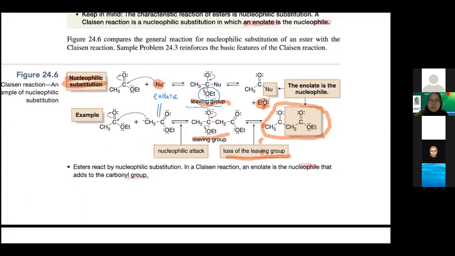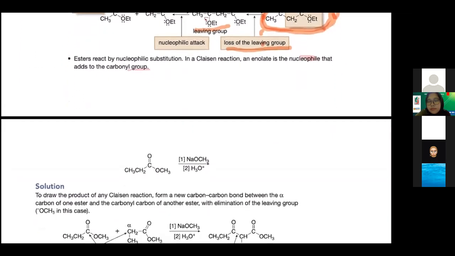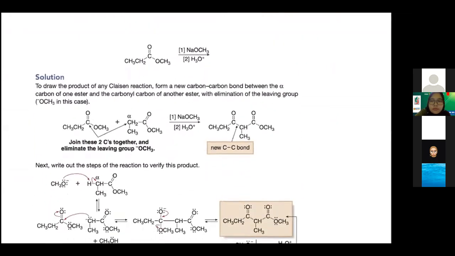Yes, in here they didn't mention the removal of the alpha proton by the alkoxide, but that's probably it. The result is the same: the beta ketoester was reformed. And next, this one is the how-to.